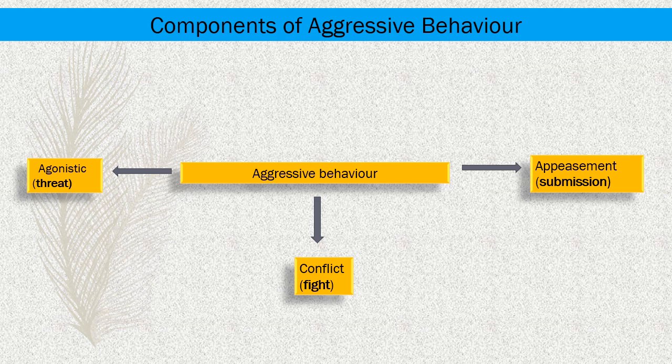Submission postures are called appeasement displays if used to appease, a striking characteristic of animals. And last one, it is the escape. Escape is an important component of aggressive behavior because animals decide when best to flee rather than fight. So these are the four components of aggressive behavior.